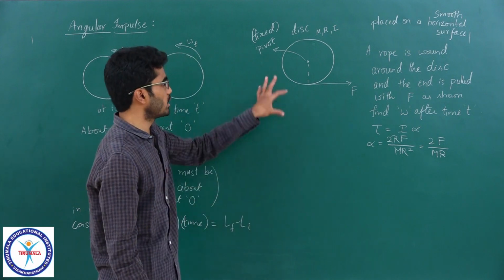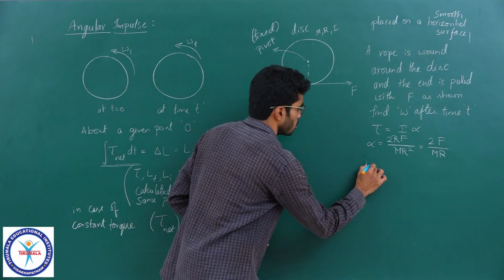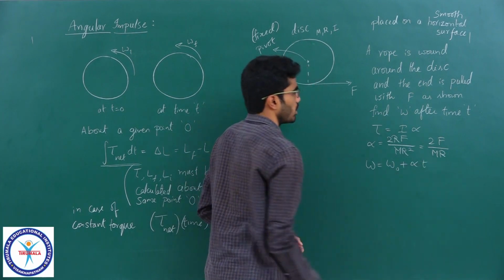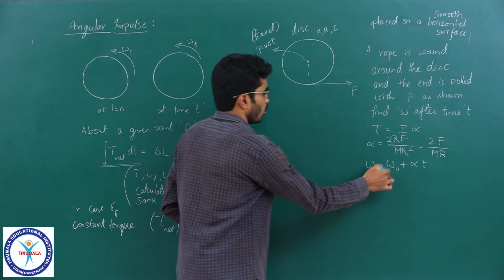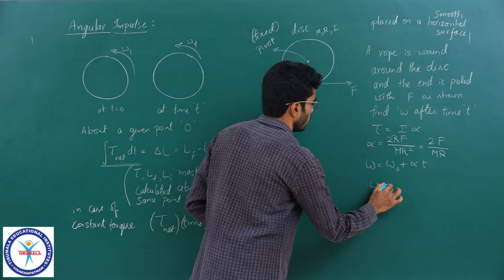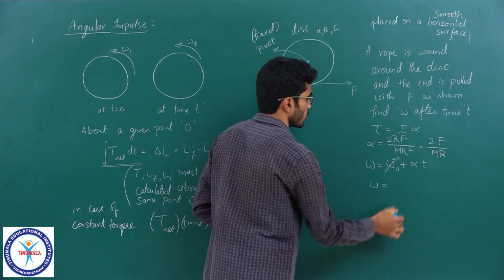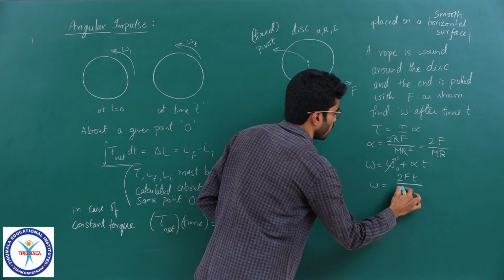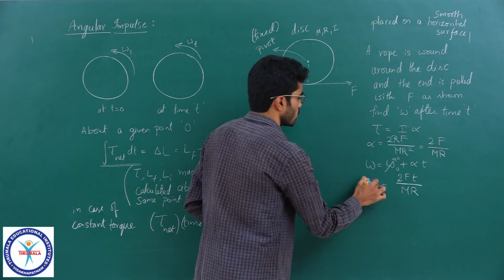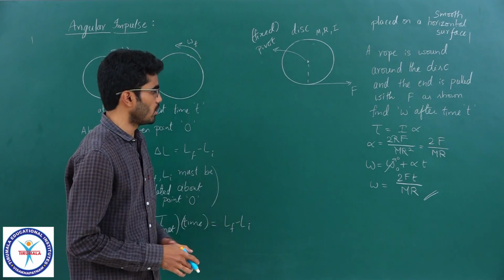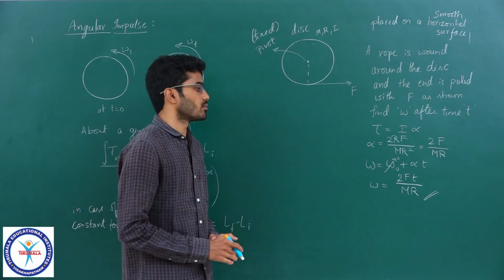Now, once you have calculated the angular acceleration, we can find the final angular speed using the relation omega equals omega naught plus alpha into time. Omega naught is 0, initially it is at rest. So, omega will be 0 plus 2F into time by mr. This is how you solve the problem, by using kinematics relations.